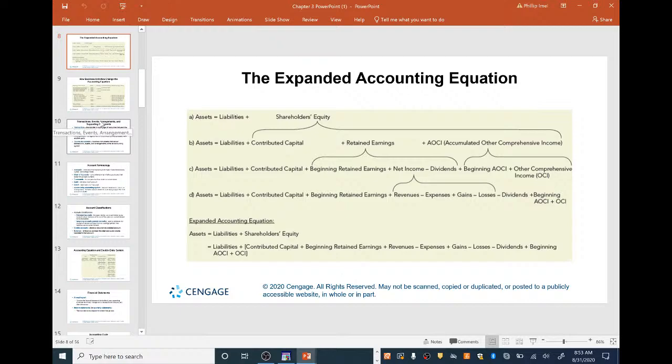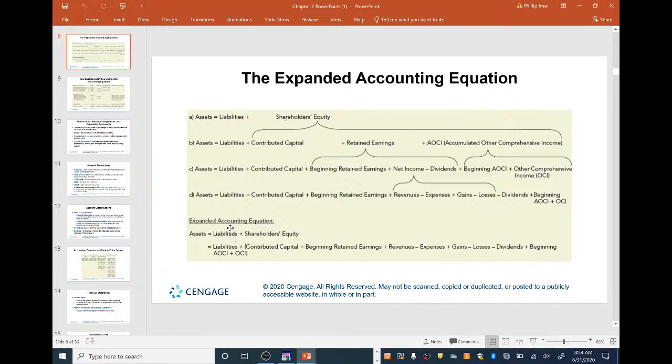Let's talk about the accounting equation. Let's go ahead and expand it. So this is the expanded accounting equation. Once again, what's the accounting equation that we're concerned with here? It's assets equals liabilities plus shareholders' equity, okay? So that's the basic version of it, right?